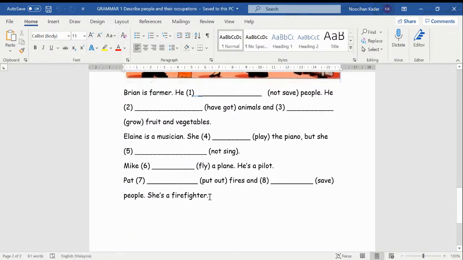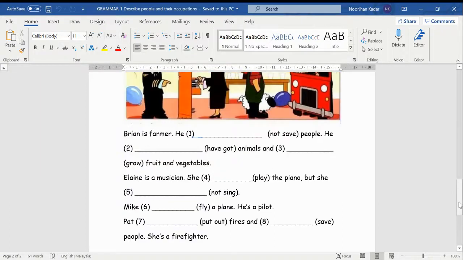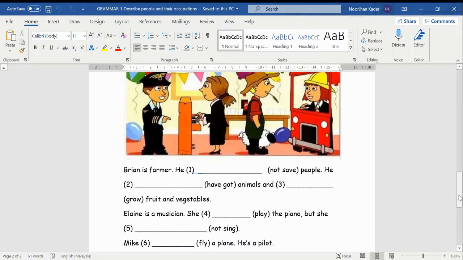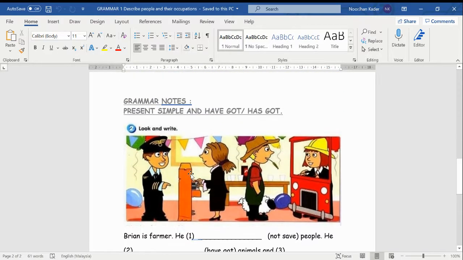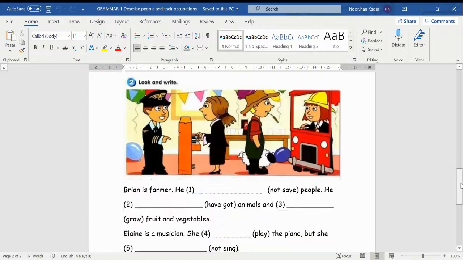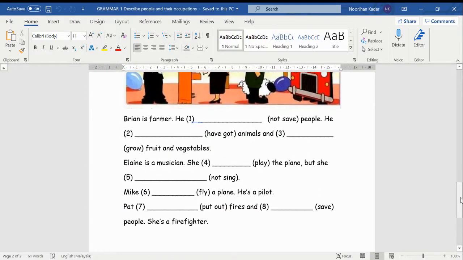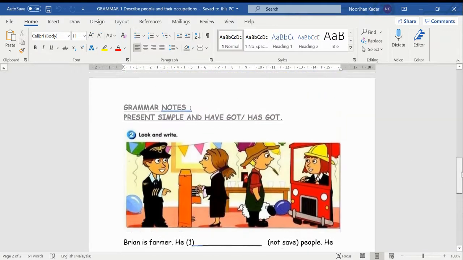That means this is actually guided writing, because we are already told from the incomplete description, we can understand who these are. I mean, we can understand what their occupations are from the sentences given. The complete sentences here tell us what their occupations are.